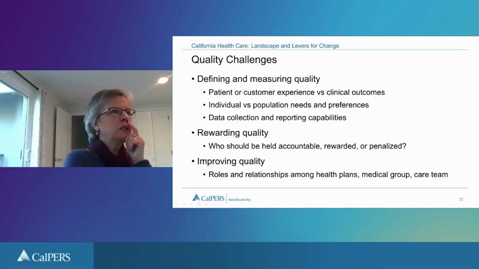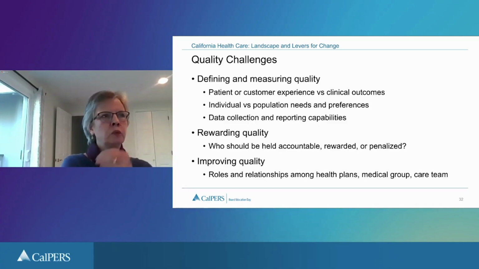So to summarize with respect to quality, certainly purchasers and those concerned with system outcomes want to pay attention, not just to what we're paying for in terms of healthcare, but to the quality of the services that are being delivered and the patient outcomes that result. But there are a number of complexities associated with both measuring and then improving quality, as outlined here.